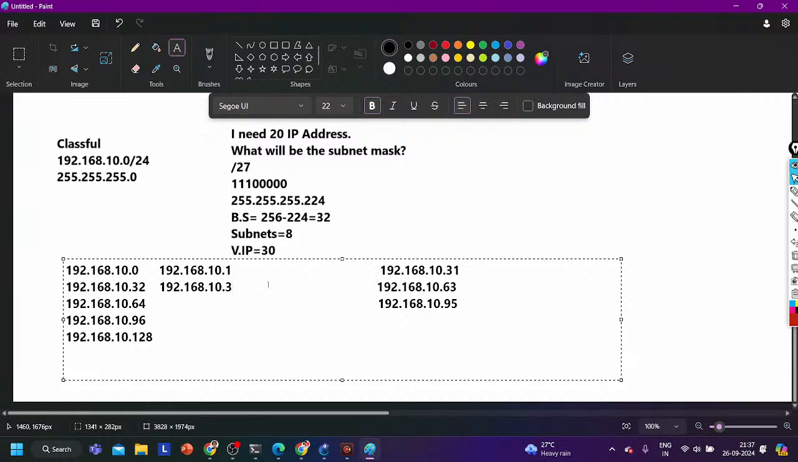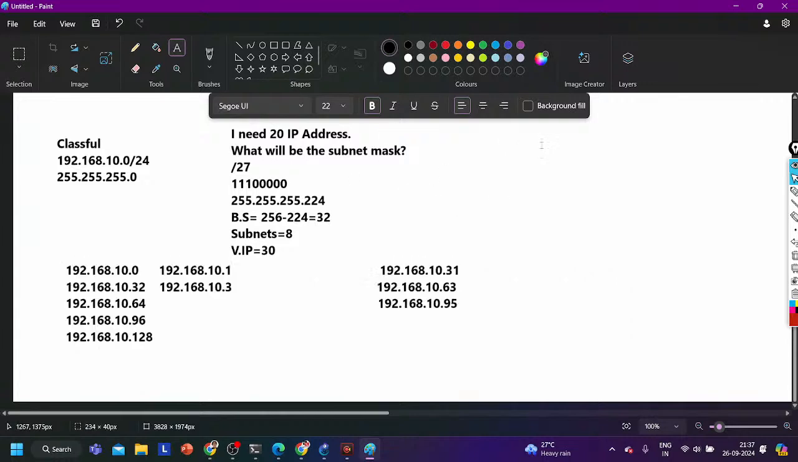Like this. Is subnetting clear, guys, to all? How we are calculating the subnet mask and network ID? Is it clear?